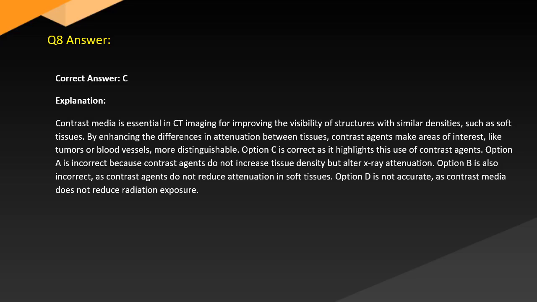such as soft tissues. By enhancing the differences in attenuation between tissues, contrast agents make areas of interest like tumors or blood vessels more distinguishable. Option C is correct as it highlights this use of contrast agents.